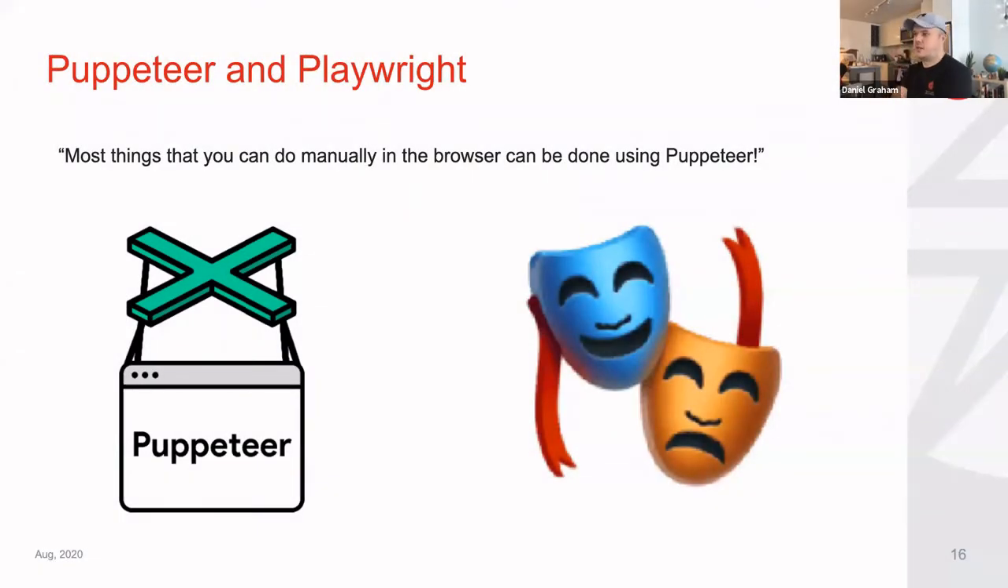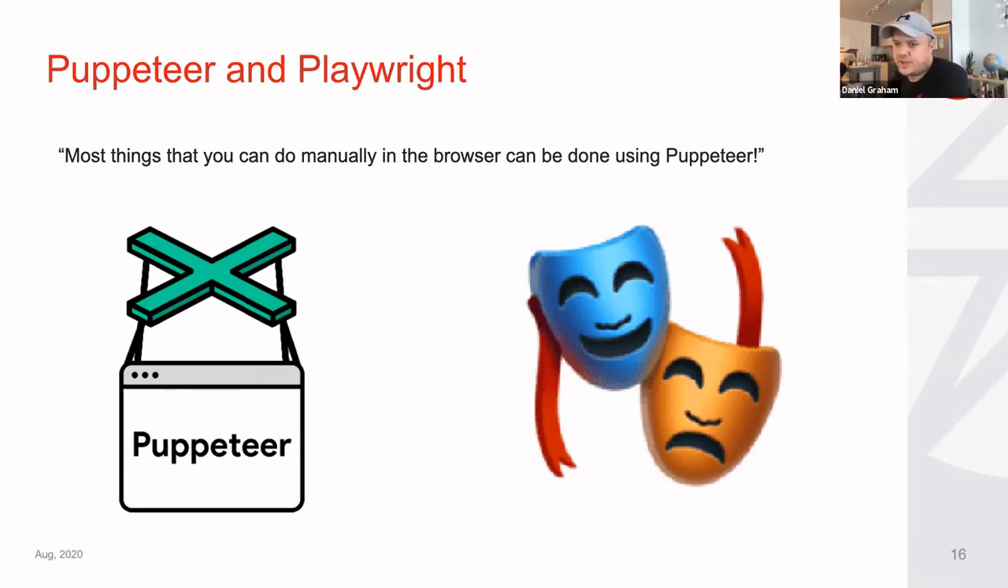I copied Puppeteer and Playwright together because they're kind of the same thing. Playwright is just Puppeteer adapted to browsers other than just Chrome. Playwright adds support for Safari and Edge, and I think Firefox as well. I took this quote directly from the Puppeteer GitHub, which is that most things that you can do manually in the browser can be done using Puppeteer.